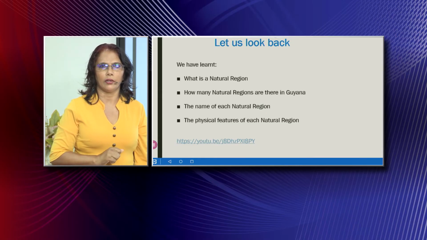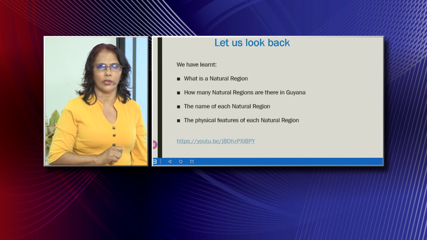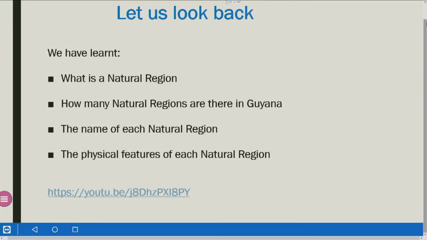Let us look back. What have we learned? We have learned what a natural region is, how many natural regions there are in Guyana, the name of each natural region, and the physical features of each natural region.